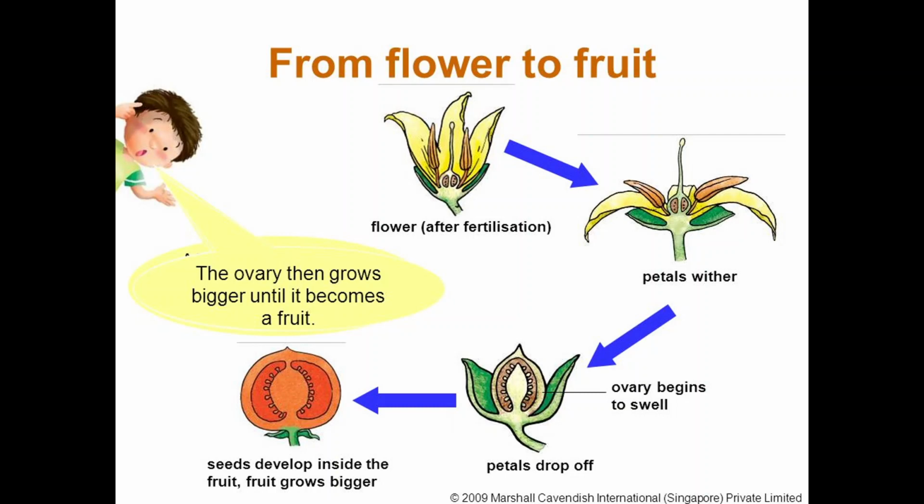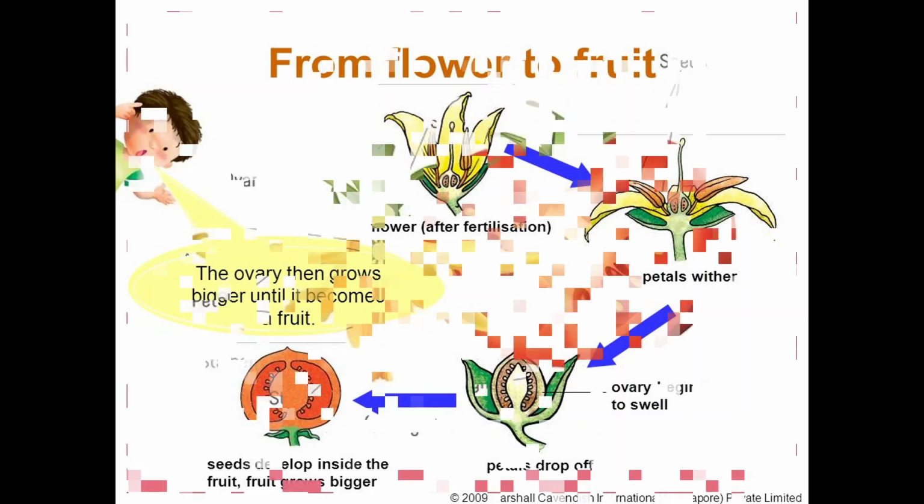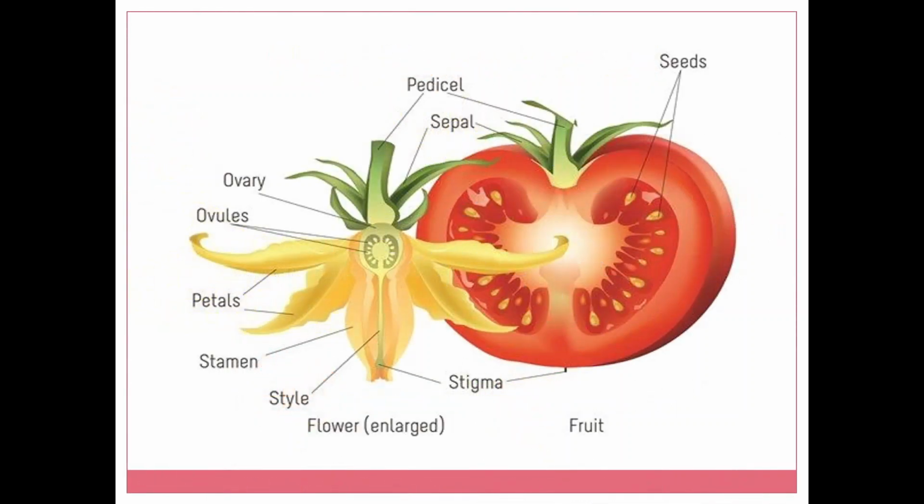After fertilization, the petals wither, means the petals start falling. Ovary begins to swell and seeds develop inside the fruit. That is, fruit grows bigger and bigger. Can you see the difference here now? The flower, when it was pollinated, the ovary started growing and then finally it developed into a fruit.